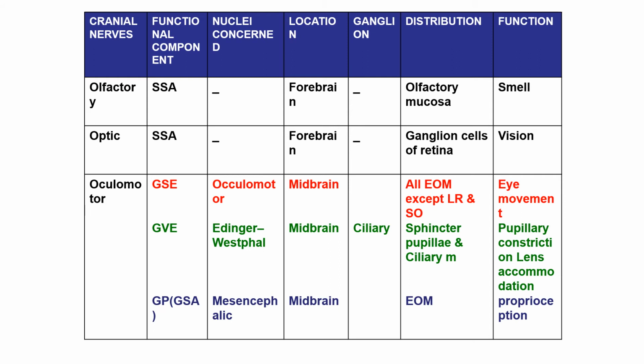Second component is the general visceral efferent component. The nucleus concerned is the Edinger-Westphal nucleus located in the midbrain. The ganglion concerned with this nucleus is the ciliary ganglion. The muscles supplied are the sphincter pupillae and the ciliaris muscle, which helps in pupillary constriction and lens accommodation. The third column is the general proprioceptive or general somatic afferent column. The nucleus concerned is the mesencephalic nucleus, which is located in the midbrain, distributed to the extraocular muscles and helps in proprioception.